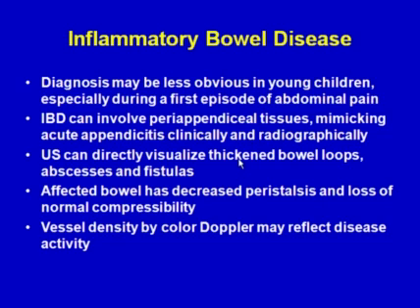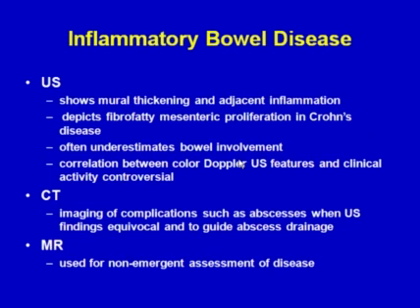The affected bowel will have decreased peristalsis and loss of normal compressibility. And some have suggested that vessel density, as assessed by color Doppler, may be an accurate reflection of disease activity. So here I've listed the main imaging modalities that are used in the investigation of inflammatory bowel disease. Ultrasound can show mural thickening and adjacent inflammation. It can depict fibrofatty mesenteric proliferation in Crohn's disease.